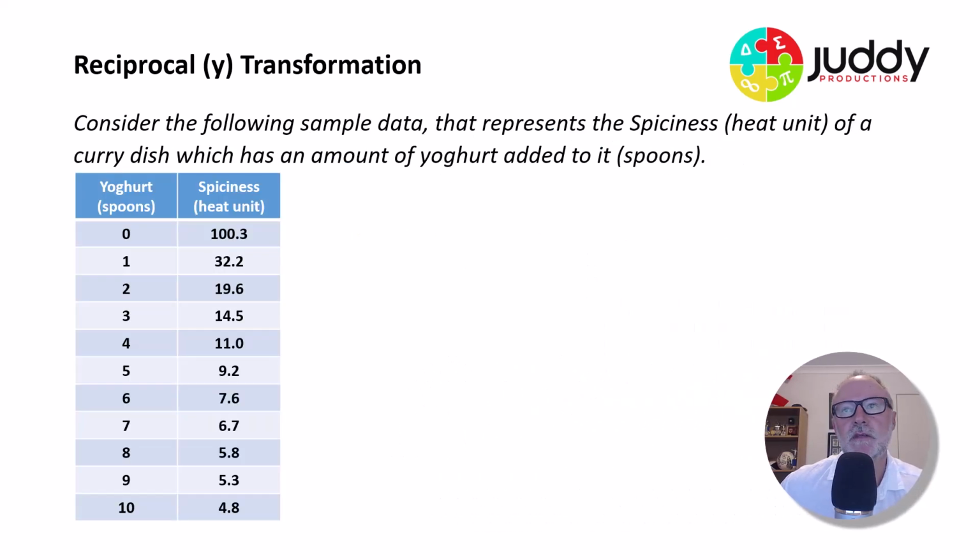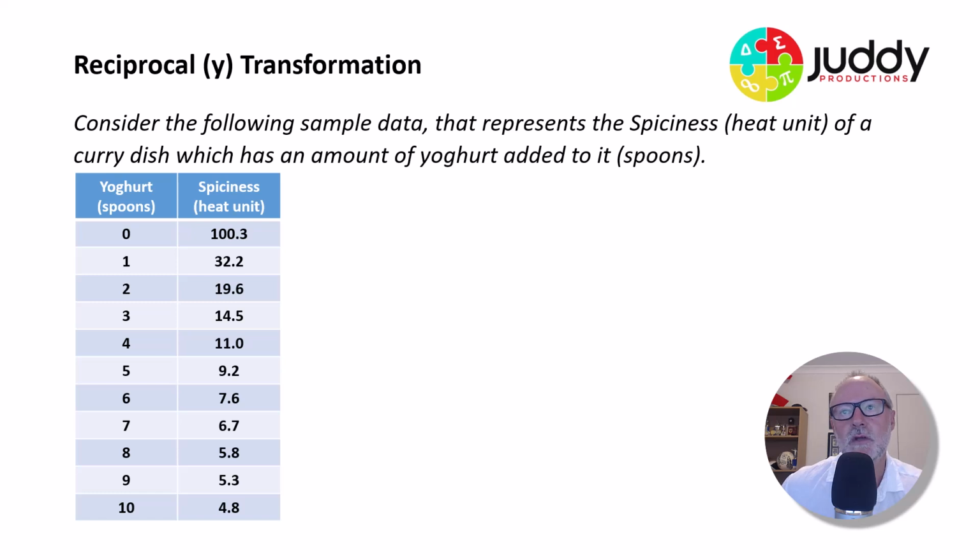So our example for today, let's consider the following sample data that represents the spiciness, and I couldn't find a really appropriate unit for spiciness, so I've just called it heat unit, of a curry dish which has an amount of yogurt added to it in spoonfuls. So if you imagine a really hot curry dish, the more yogurt you add in spoonfuls, the less the spiciness is. Our data is represented in this table.